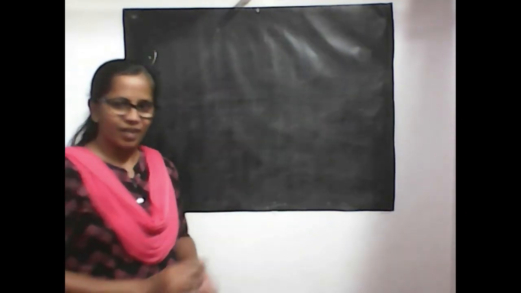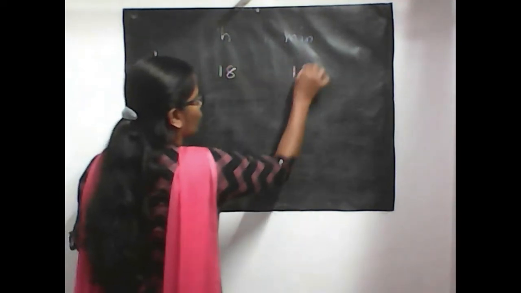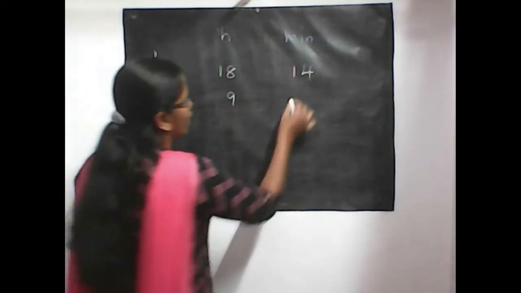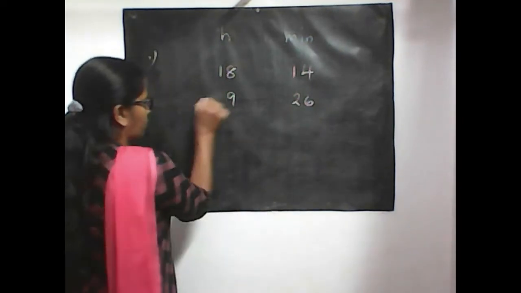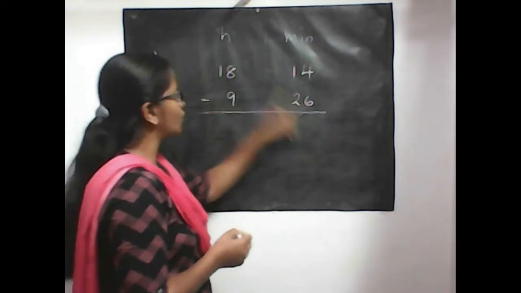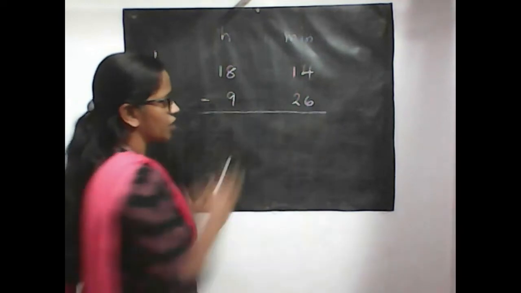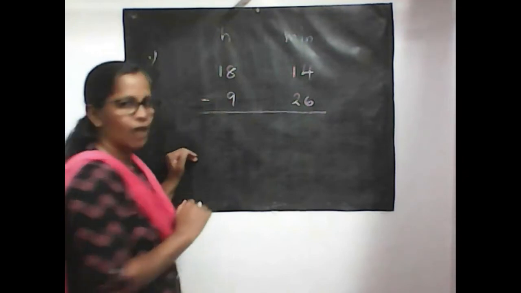Now look at another question, this is hour, this is minute. This is 18 hours and 14 minutes. From this we are going to subtract 9 hours and 26 minutes. Subtract 9 hours 26 minutes from 18 hours 14 minutes. Write hours and minutes separately. That is the first step you have to do. Write it separately.